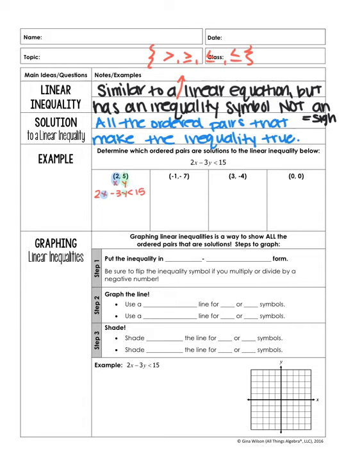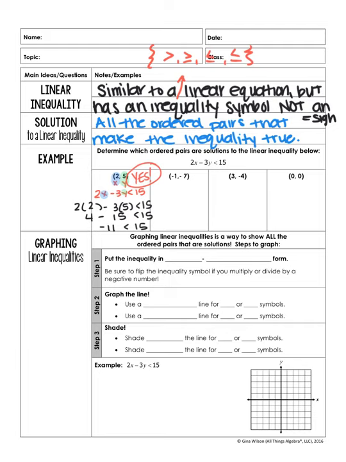So if I rewrite this, it would be 2 times x, which is 2, minus 3 times our y coordinate, which is 5. If we finish solving this, we'd get 4 minus 15 is less than 15. 4 minus 15 is negative 11. So is that true? Is negative 11 less than 15? Yes, that is true. So yes, that is a solution to our linear inequality.